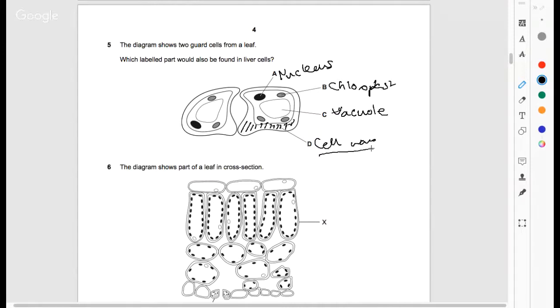A cell wall is made of cellulose. It's only present in plants, so we can rule that one out. Vacuole, that's the sap in the middle of the cell. Basically, big vacuoles are only present in plants. Chloroplasts do photosynthesis, and they're not present in animals at all. Our nucleus contains DNA, and that's present in all eukaryotes. So A is the correct answer.